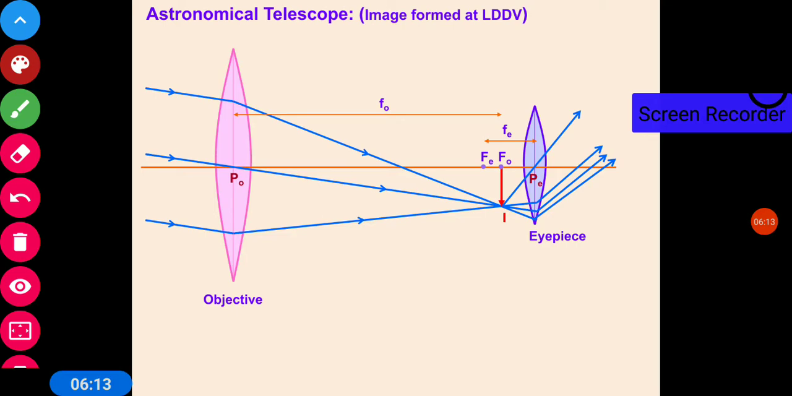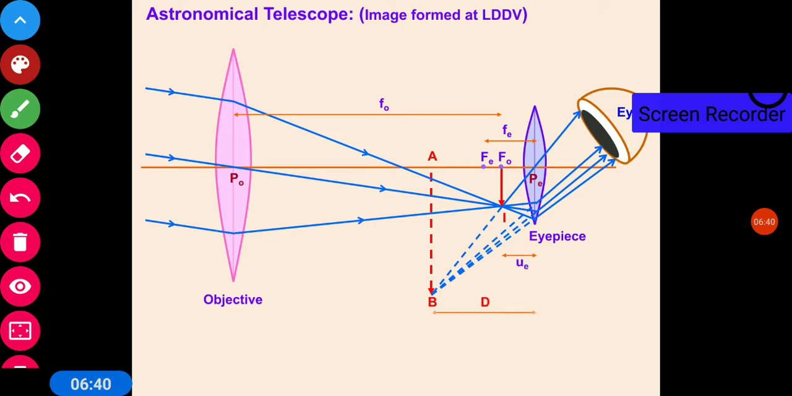Now the rays from the I F naught will fall on the eyepiece, and after refraction they will meet at a point B, and AB is the final image formed by the eyepiece. Now this image is so adjusted that it forms at the least distance of distinct vision, that is PEA is equal to D. So here UE is the object distance for the eyepiece, E is the suffix, and D is the least distance of distinct vision.